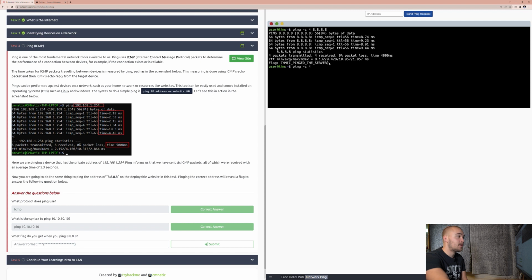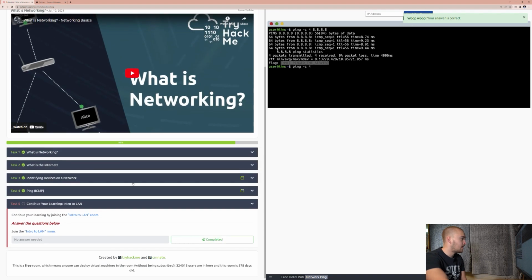And if you don't know what 8.8.8.8 is, that is Google. That's the server that they use for their search engine, and a lot of other things they use. So the flag is THM, I ping to the server. And then this very next thing is going to talk about the intro to LAN. So that should be the next video that you see from here.